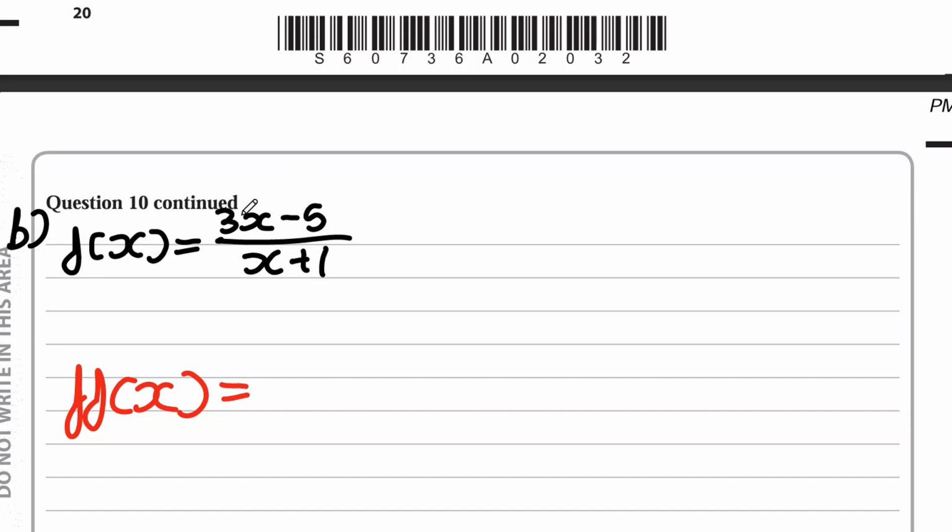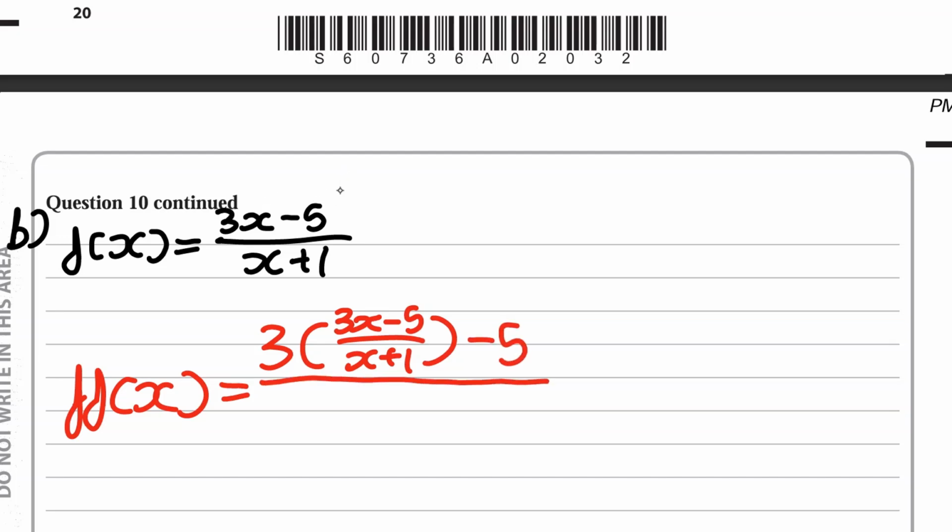So what I mean by that is we're going to write out this 3x minus 5 over x plus 1. So it's going to be 3, but then instead of this x term here, we're going to sub it out for this 3x minus 5 over x plus 1. So it's going to be 3, and then 3x minus 5 over x plus 1. And then we have this minus 5 on the end here, and this is over x plus 1, but instead of x here, we're going to sub it out for this 3x minus 5 over x plus 1, like this here, and then we still have this plus 1 on the end here.